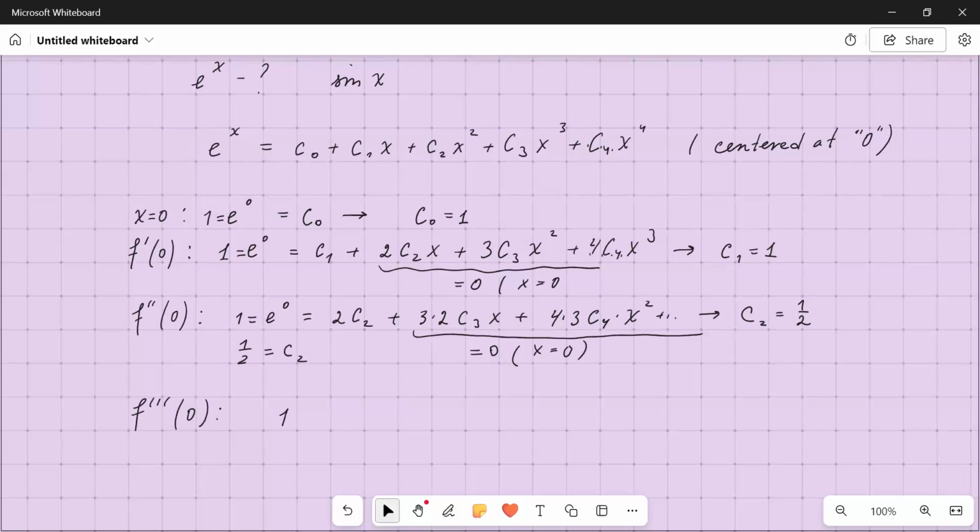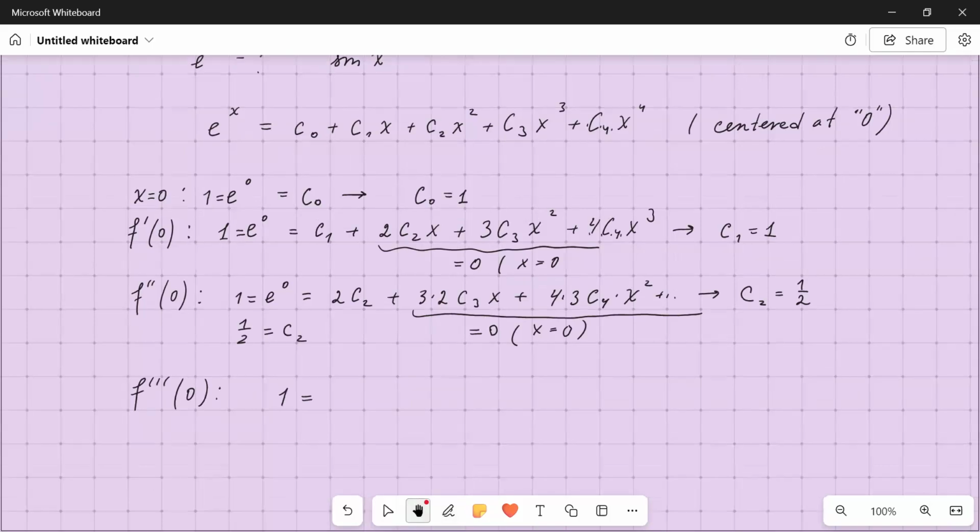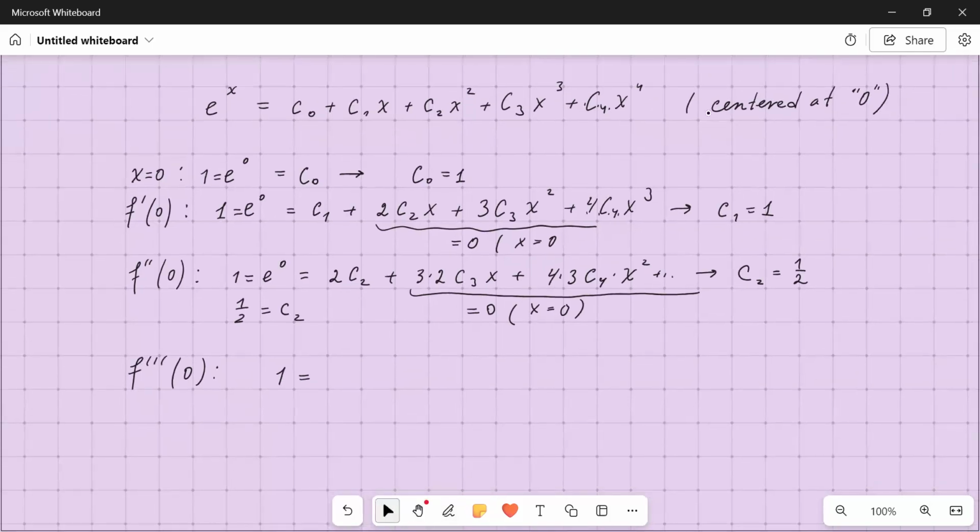On the next step, I'm still going to have 1 on this side because the exponential function is very convenient. The derivative is equal to the same number all the time, the same function, right? Then this term is disappearing and this term is going to produce 3 by 2 C3, right? From where C3 is going to be equal to 1 over 3 by 2. Yes, I'm going to write down 3 by 2 as 3 by 2 by 1.